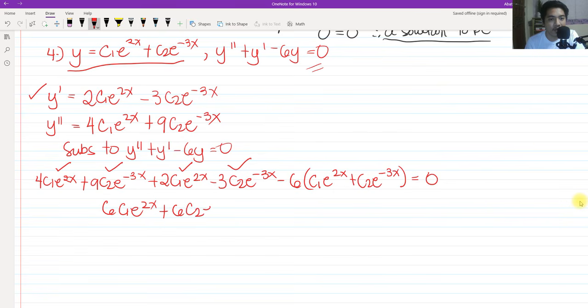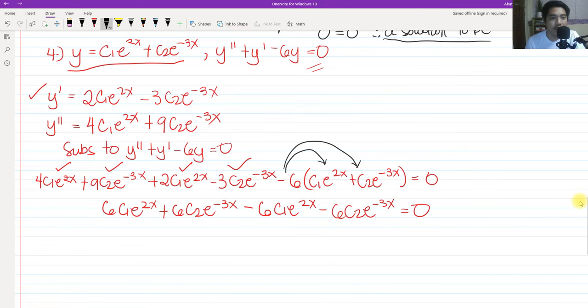c sub 2 e raised to negative 3x. And we are going now to distribute negative 6 on this term and this term. So what happens is that this becomes negative 6 c sub 1 e raised to 2x. Don't forget the sign. So we have negative 6 c sub 2 e raised to negative 3x equals 0.